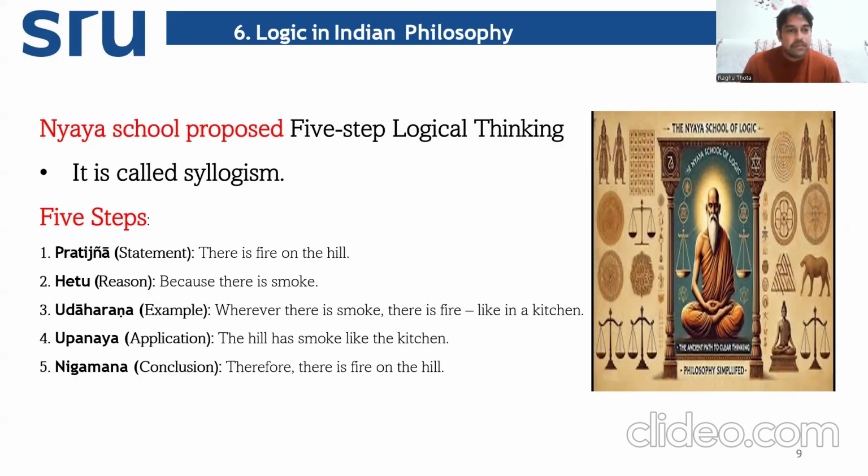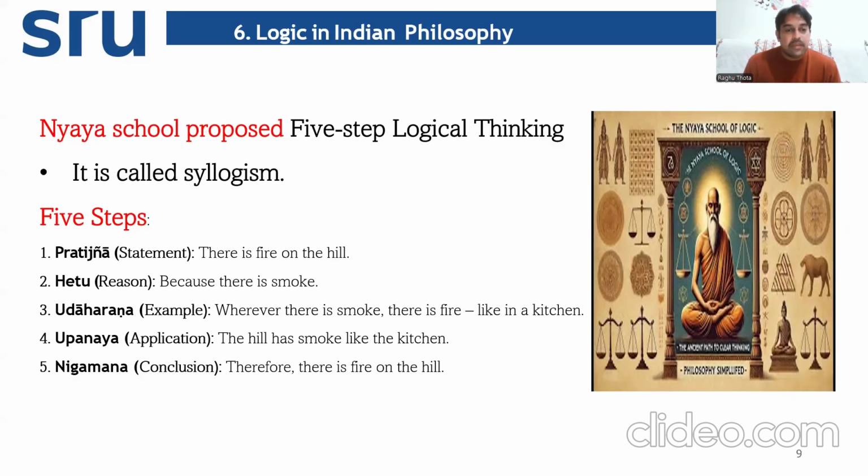Step number 1, Pratijñā, which is called the statement. What is a statement there? There is fire on the hill. That is a statement. And what is the reason behind it? You need to go to the next step to find the truth. What is the next step? Hetu. That is nothing but identifying the clue or the reason behind it.